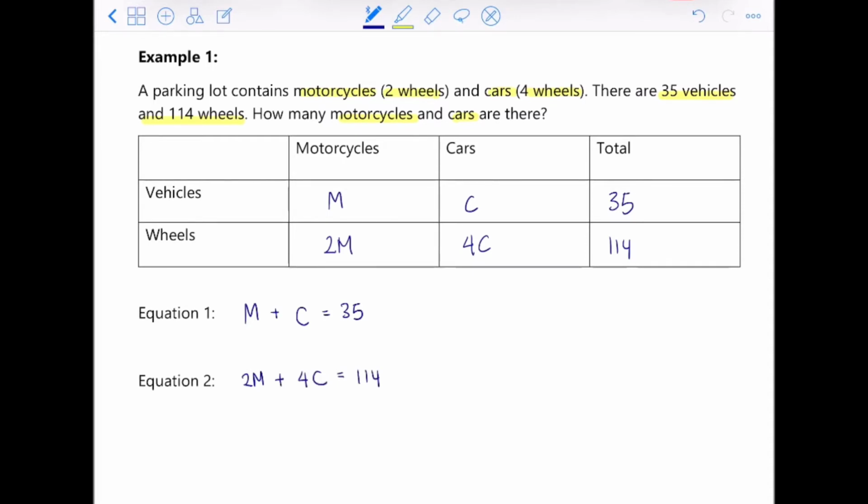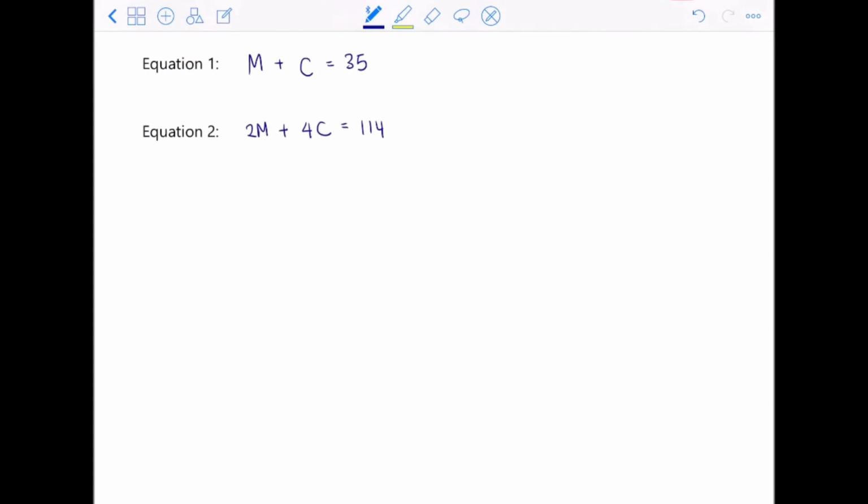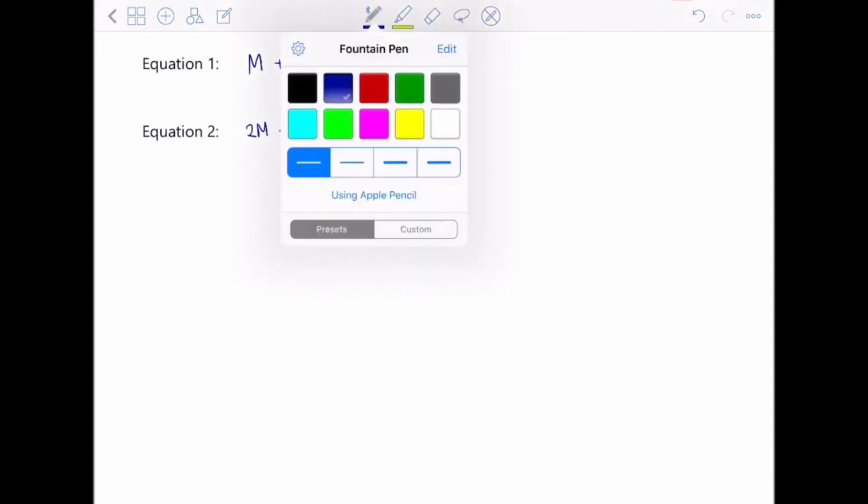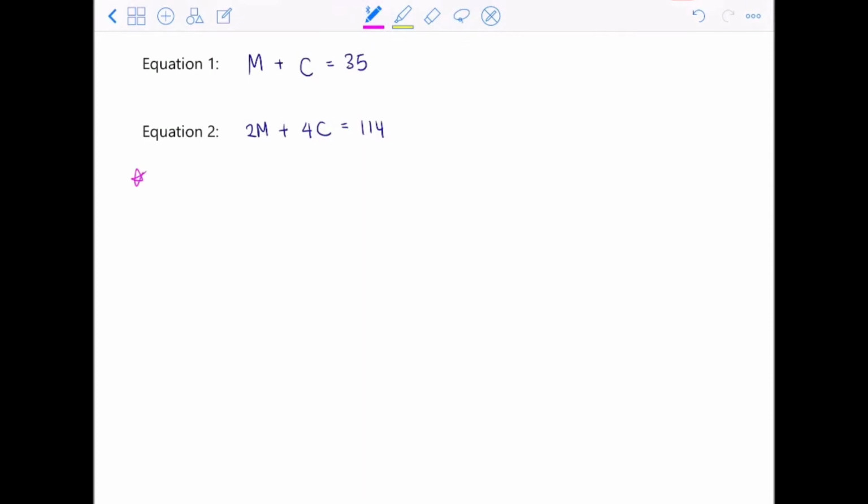All right, now that we have 2 equations, let's try solving it by elimination. I would like to eliminate m first. So we're going to set up the equations: m plus c equals 35, and 2m plus 4c equals 114. When using the elimination method, you need to make sure your variables are lined up, and the constants as well.